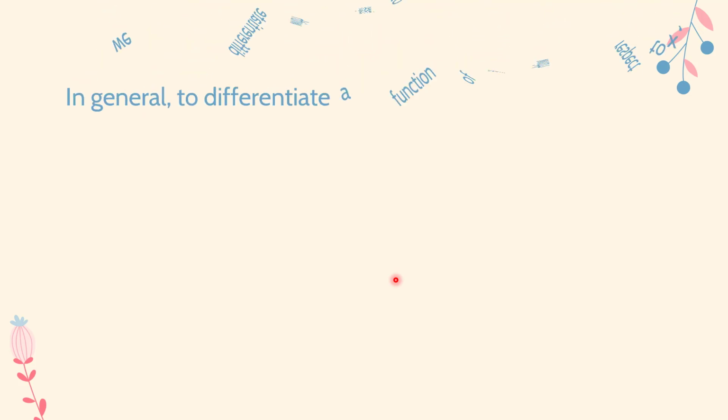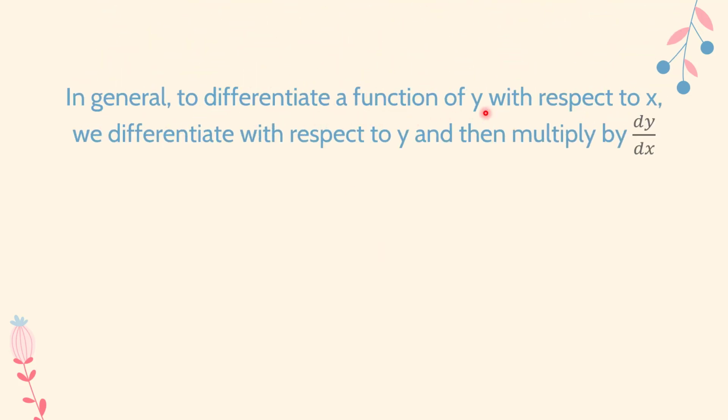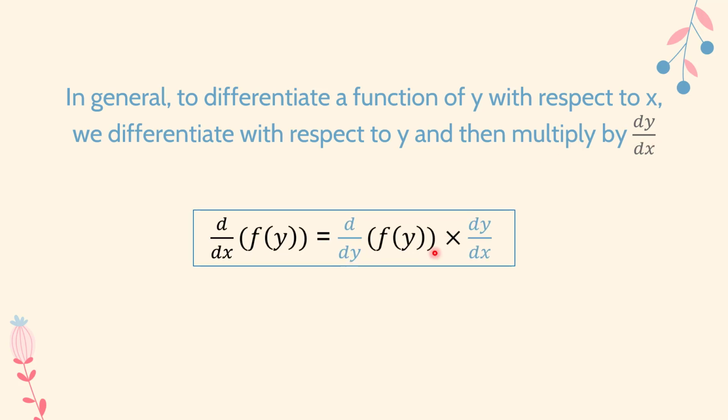So in general, to differentiate a function of y with respect to x, we differentiate it with respect to y first, and later we multiply it by the derivative dy/dx. So here, for the function f(y), if we need to differentiate it with respect to x, it will be df/dy first, and we continue with dy/dx.